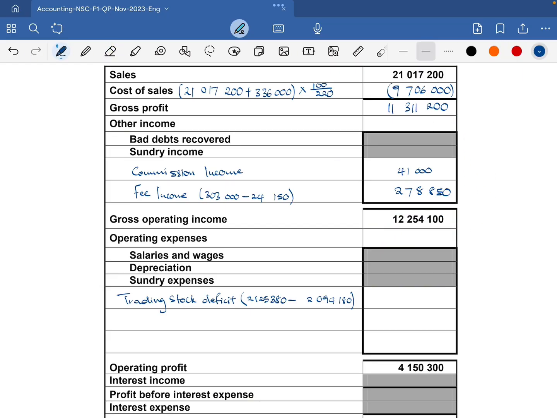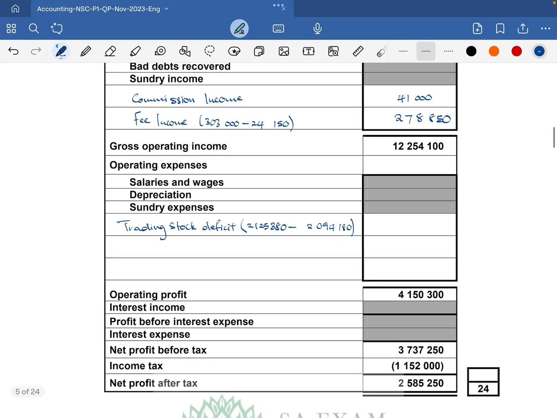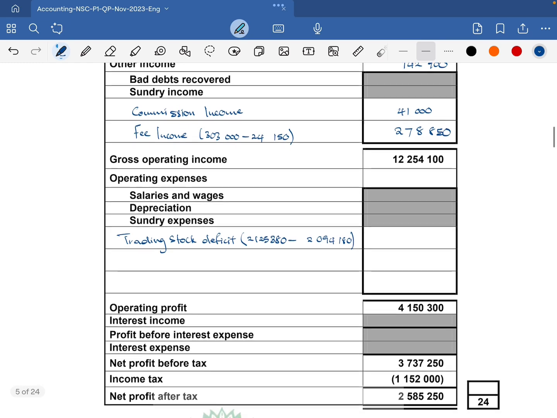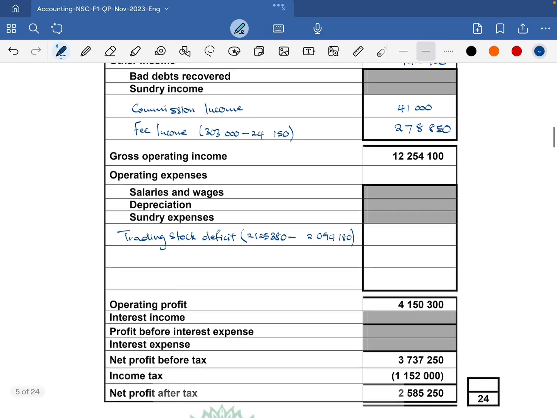Okay, hopefully that makes sense. So we're going to take the 12,253,100 minus 11,311,200, and that's other income of 942,900.